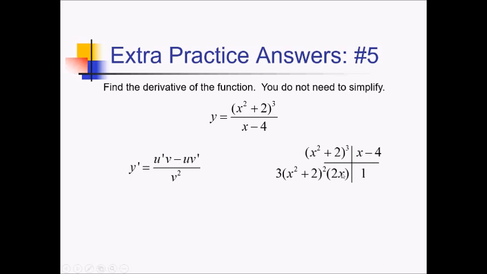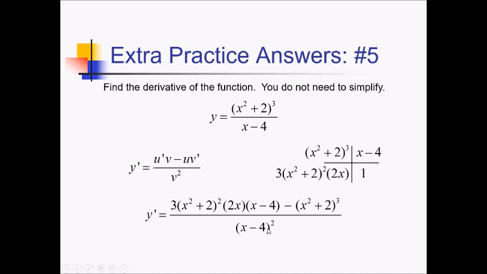At this point, to put it all together, we're going to use the ribbon. So we've got 3 parentheses x squared plus 2 squared, 2x times x minus 4, all of that in the top of a big old fraction. And then going the other way, we're going to be subtracting x squared plus 2 to the third power times 1, all of that. And then downstairs we've got v squared, so x minus 4 quantity squared.